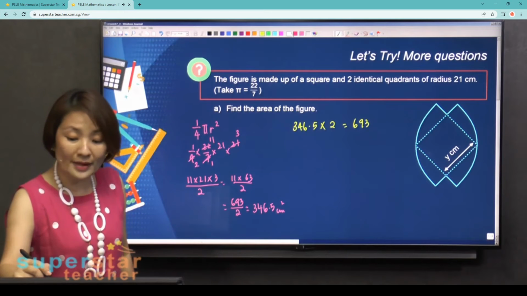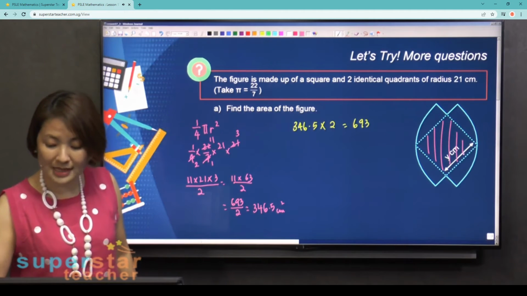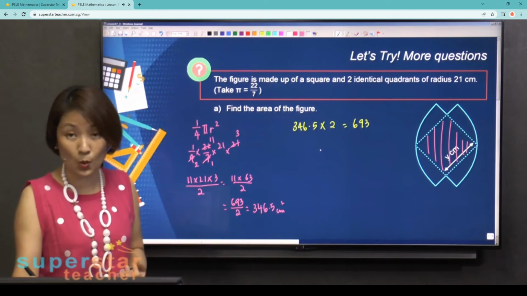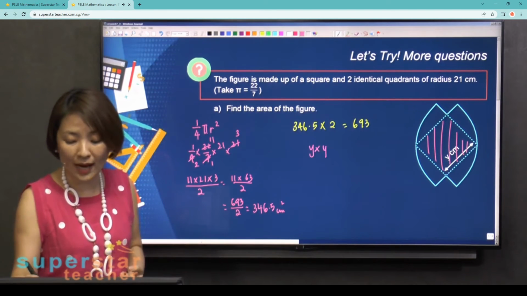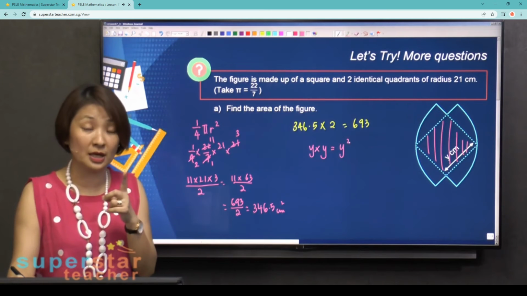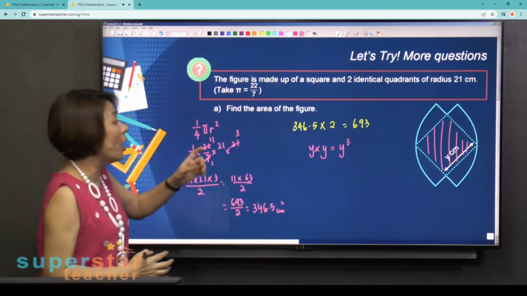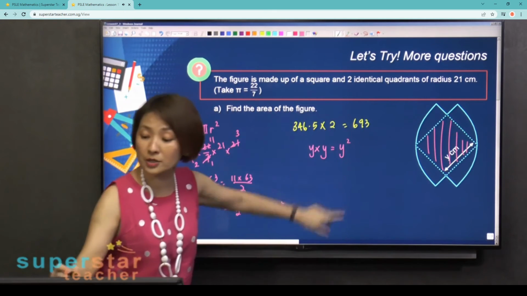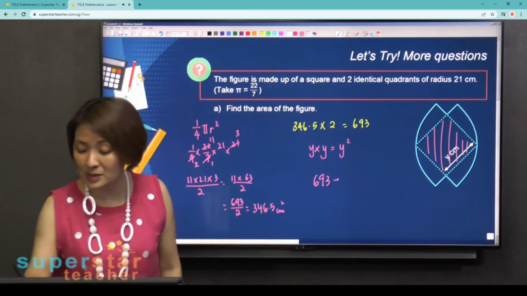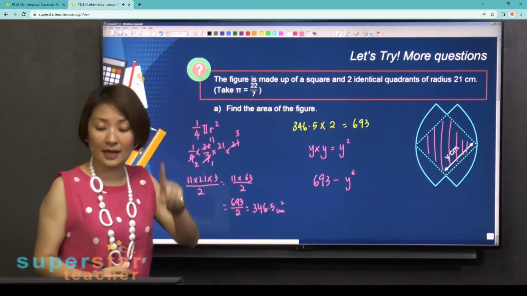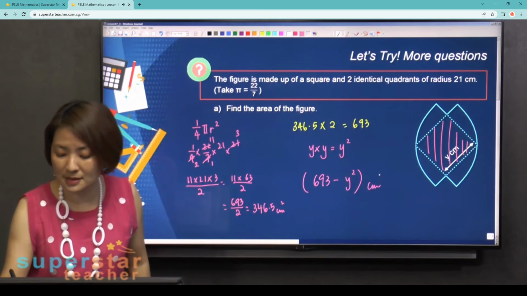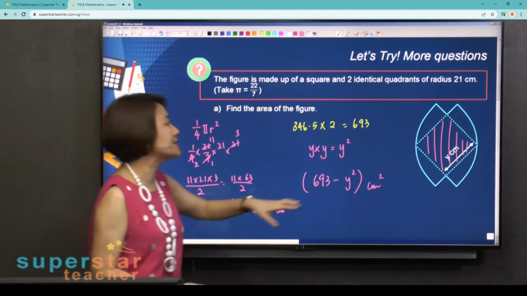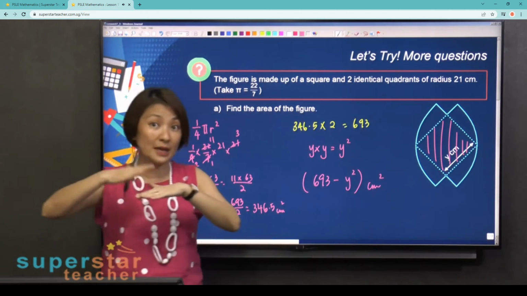Okay? So where's the square? This is the square. What's the dimension of the square? y and y. So to find the area of the square, it will be y squared, correct? y times y equals y squared. This is algebra. Now to find the area of the figure, that means this blue color figure, it would be taking the area of the quadrant, which is 693, and I minus away one of the square, okay? And then I bracket it up and say, okay, this is my answer. So this is algebra into play plus superimposing. All right, you have to be able to tell that.